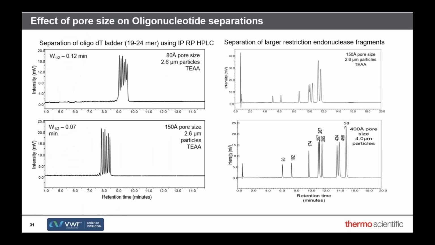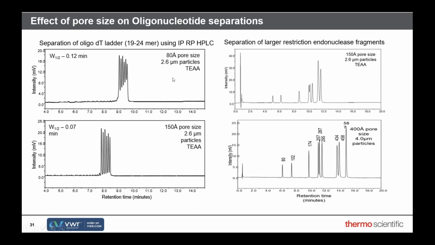Now, we can do the same sort of separations, but I want to go through quickly, what do you want out of a column that's going to do these big, long oligonucleotide molecules? First thing, a small particle size column is not going to work. They're not going to get in the pores properly. You'll not get a good separation.